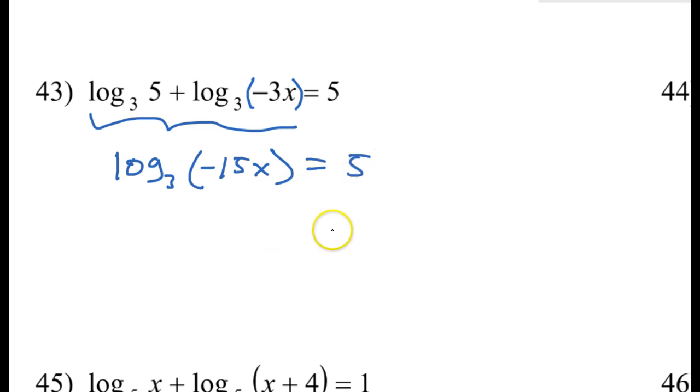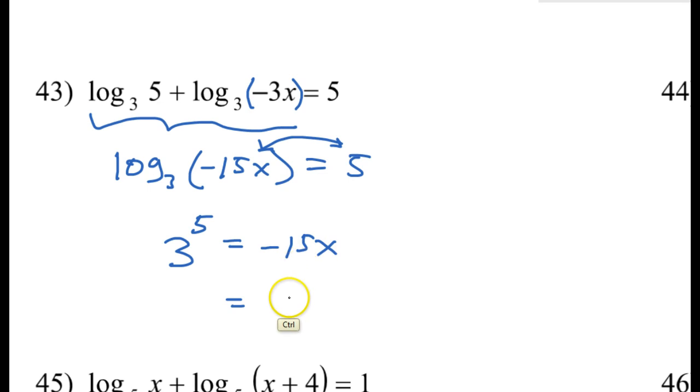So now I'm going to rewrite this in exponent form. Starting with the base, which is 3, then the rest of the problem is going to switch sides. So the 5 is going to come over to the left and make 3 to the 5th power. And then the negative 15x is going to go over to the right. Now to get x by itself, I'm going to divide both sides by negative 15. So x should equal negative 3 to the 5th power over 15.